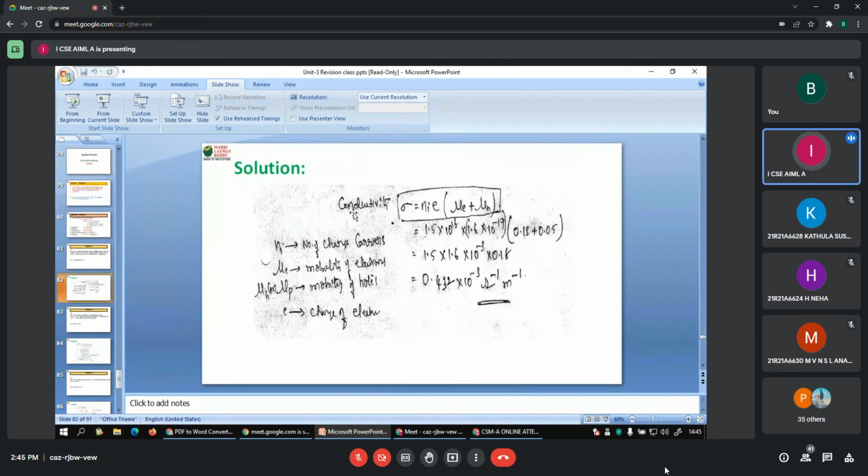How you got this means this is the formula to be used. Very simple. You are going to get 3 marks for this. 3 marks, only 4 lines are there. This is the final answer.